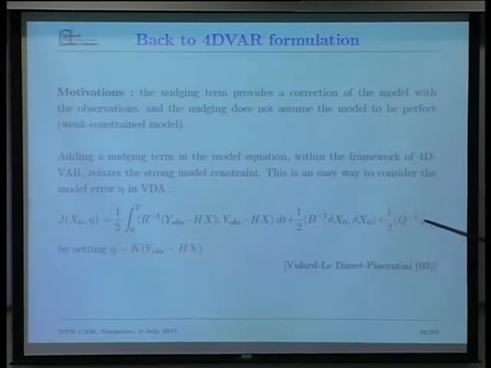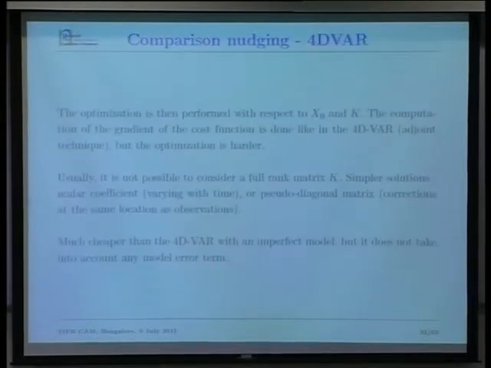So the idea is to simply use this model error term, which is a nudging term, K times the difference between the observation and the model state. And in this case, the minimization is much simpler. So, as before, you minimize the cost function with respect to both the initial condition and the nudging matrix. So it's like the 4DVar, but the optimization is harder because you have more unknowns.